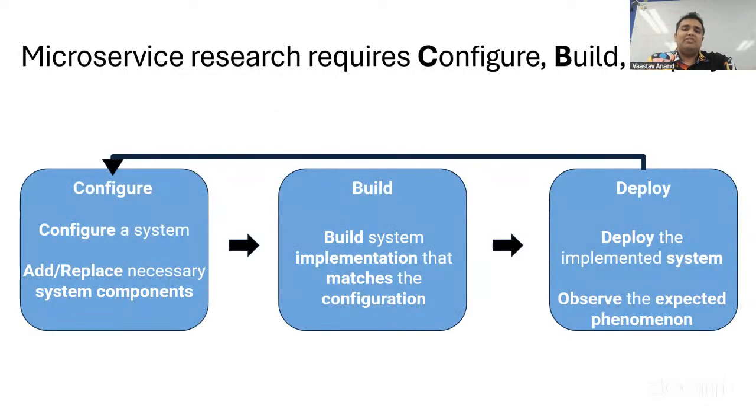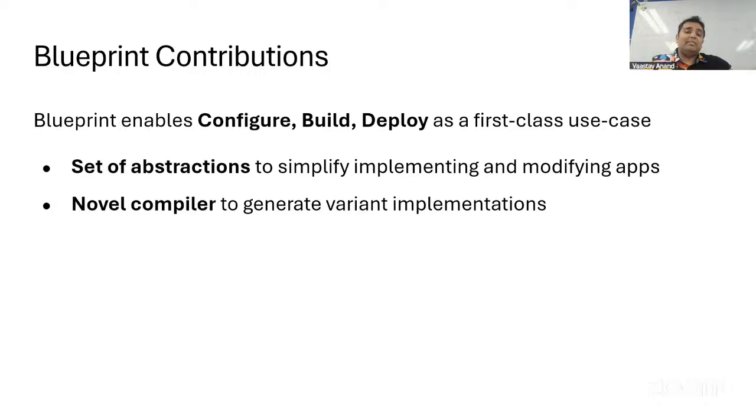The pattern that emerges from this is that microservice research requires the need to iteratively configure, build, and deploy variants of microservice applications that change aspects of the system design to perform their experiments. Blueprint enables configure, build, and deploy as a first-class use case for microservice researchers. Blueprint provides a set of abstractions to simplify implementing and modifying microservice applications, and a compiler to easily generate corresponding implementations of the specified applications.